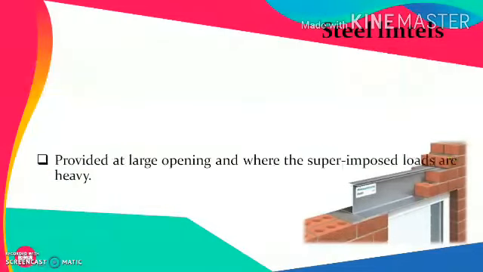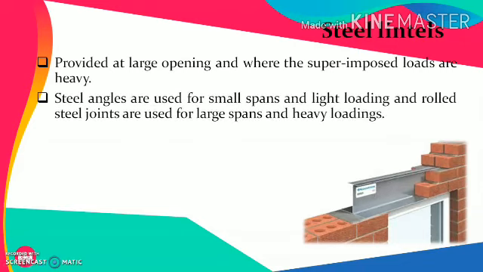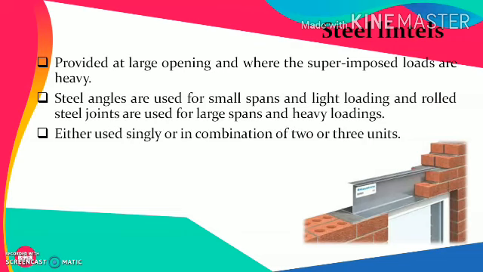Next are the steel lintels. These are provided at large openings where the superimposed load or load coming on the lintel is heavy. The steel angles are used for small spans and light loading, and rolled steel joists are used for large spans and heavy loading. This is a rolled steel joist, either used singly or in a combination of 2 or 3 units.